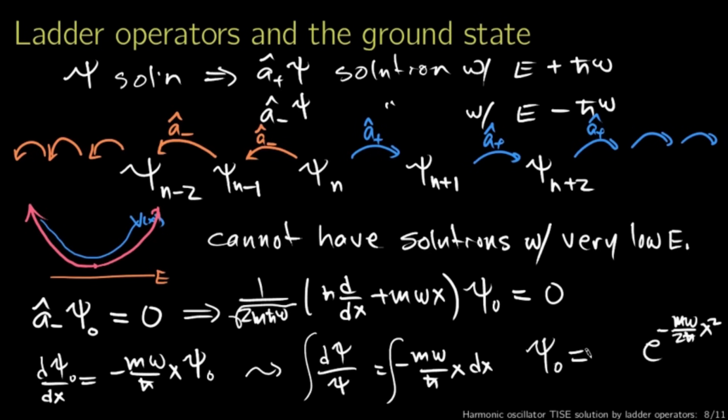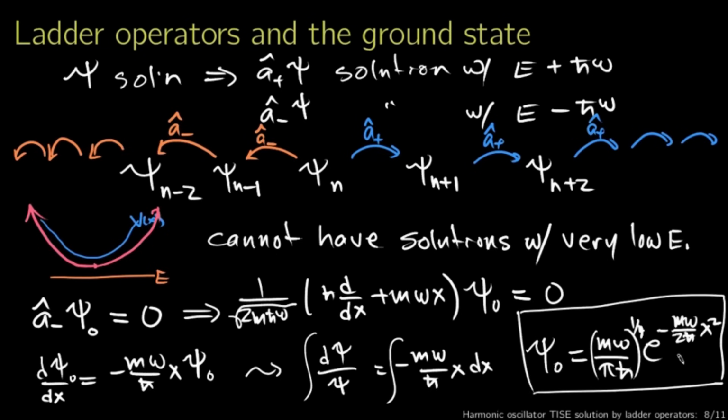There's a normalization constant here, and I'll save you the trouble of calculating the normalization constant out. It's (m omega over pi h bar) to the 1/4 power. So this is our ground state. Now it's off to the races.